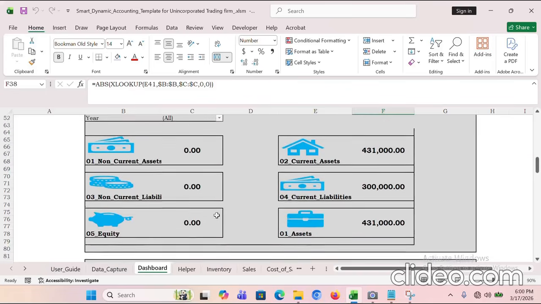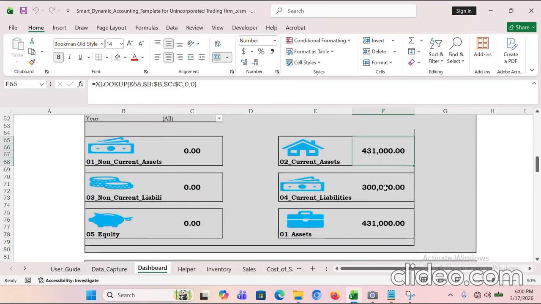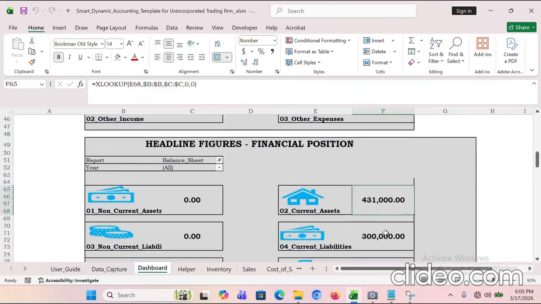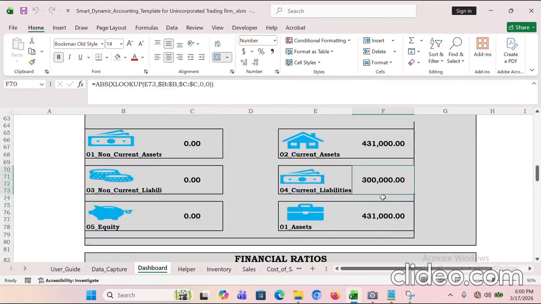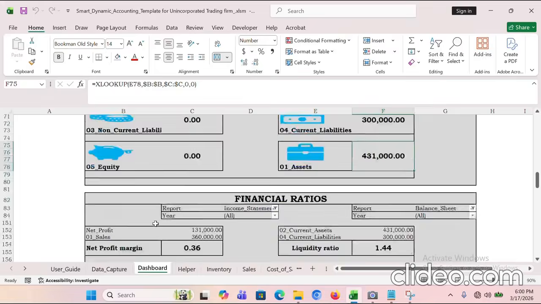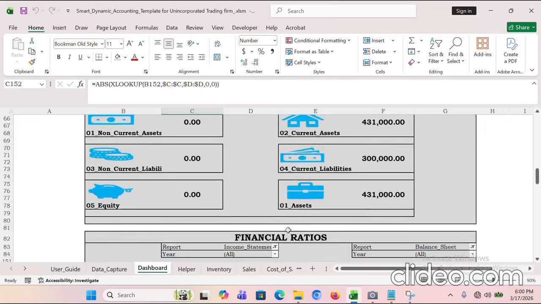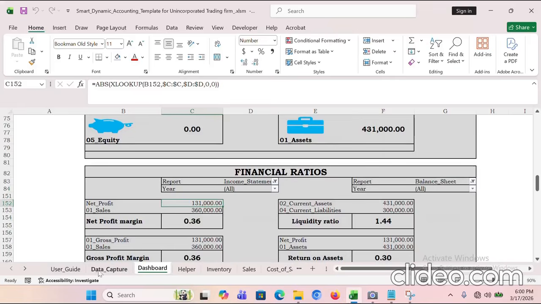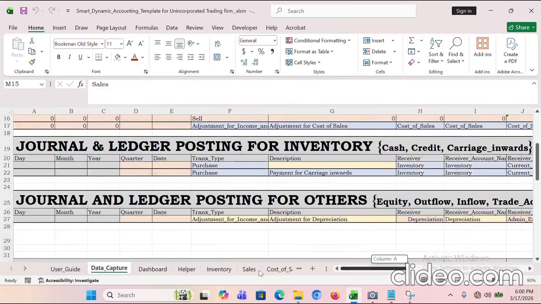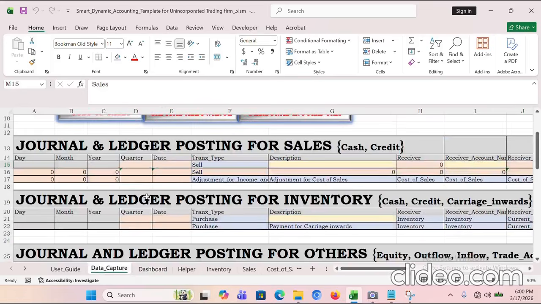For the balance sheet, this is the total current asset figures at this moment. The current liability, which is majorly the trade payable, the assets, the total asset, and the rest. And the financial ratios calculated so far, for example the net profit margin, which is net profit over sales, and the rest. So you can see everything is automated. I think that should do it for now.